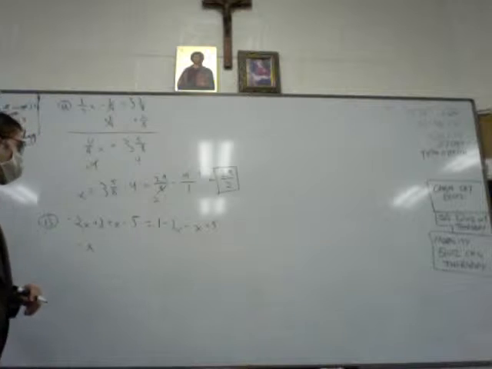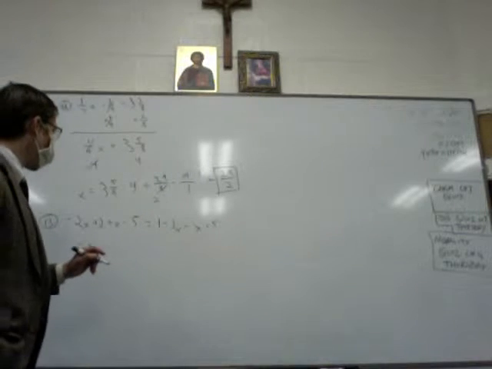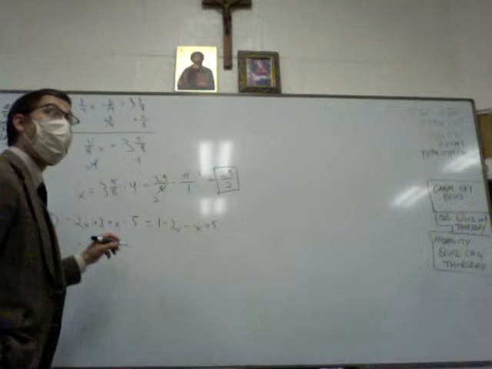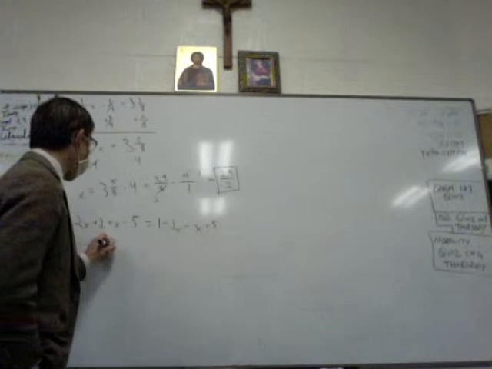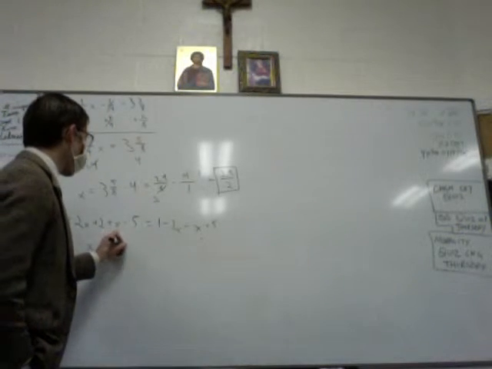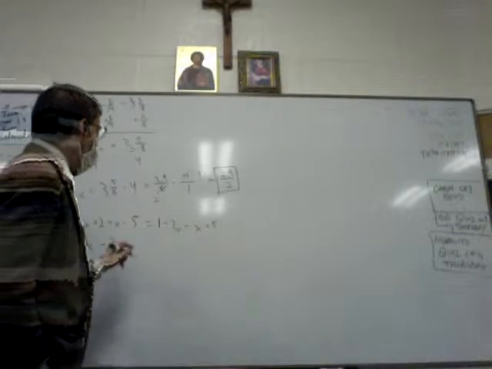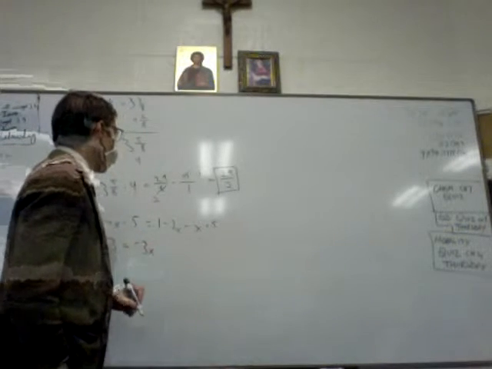And then what else do I have on the left when I combine like terms? We combine 2 and negative 5, we get negative 3. So we've got negative x minus 3 on the left. Equals, and what am I going to get on the right? Negative 3x.